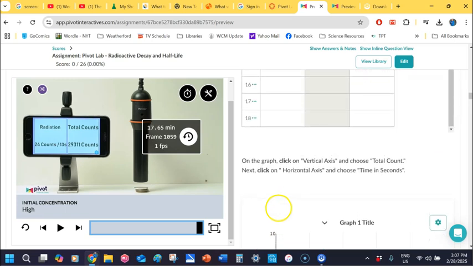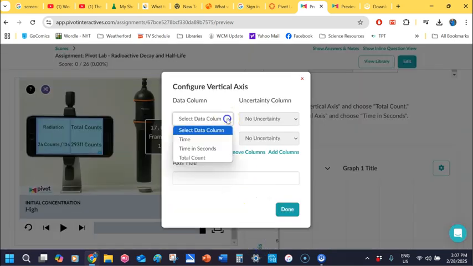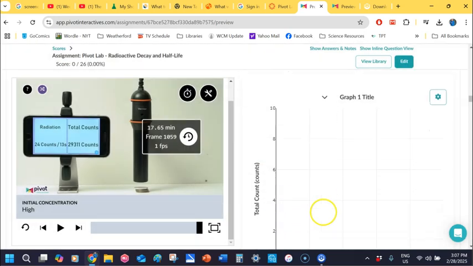That's up to you. All right, then to get the graph, here's very important. To click on the graph, you click on the vertical axis, and it says you're going to choose total count. All right, there is another one down here. Make sure you just do one of them, and that's good. All right, and it says total counts or counts, then you click done, and boom, that's on that side.